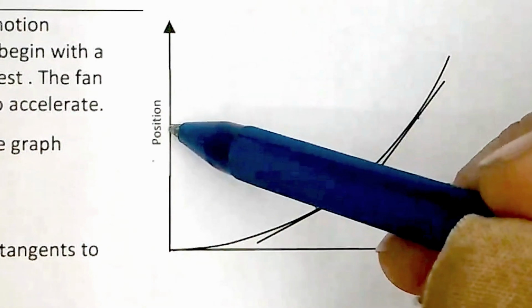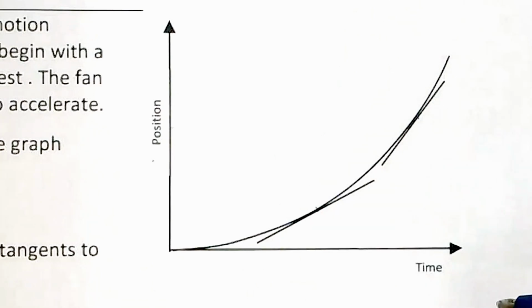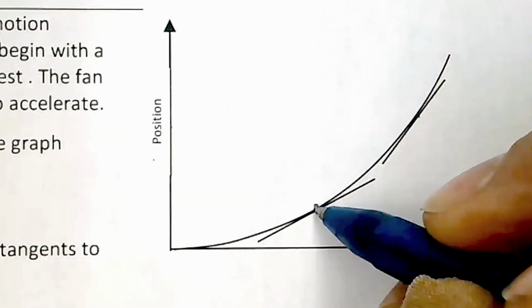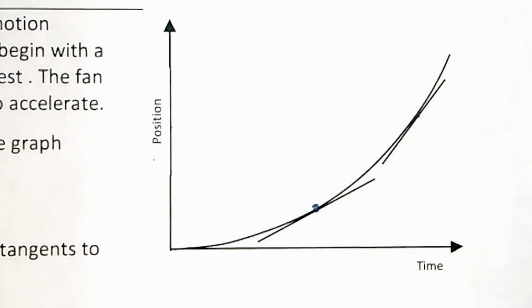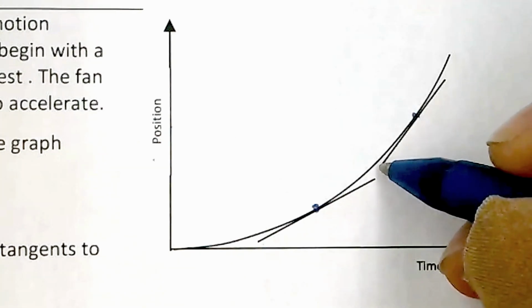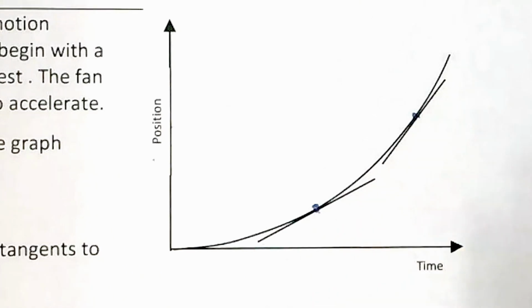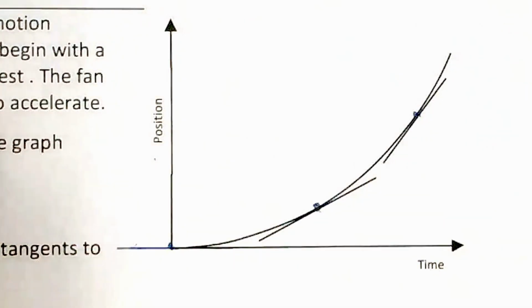Now, because this is a position graph, we understand that the slope of the tangent tells us the instantaneous velocity of the object. So at this moment in time, this tangent is showing the instantaneous velocity of the object. At this moment, the velocity is different. This tangent is showing that. And so we can see how the velocity is changing. Over at the start, the slope or the tangent would be horizontal like this.